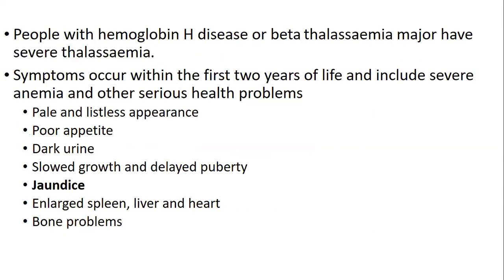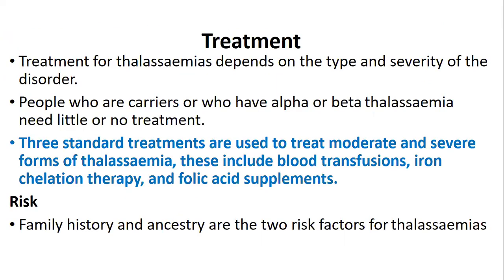So amongst the symptoms again, we have the traditional ones combined with jaundice and large spleen as well as the bone problems. Treatment of thalassemias depends on the type and severity of the disorder, and people who are carriers or who have alpha or beta thalassemia need little or no treatment, because it is genetic. Therefore, three standard treatments are used to treat moderate and severe forms of thalassemia. These include blood transfusion, iron chelation therapy, as well as folic acid supplements.